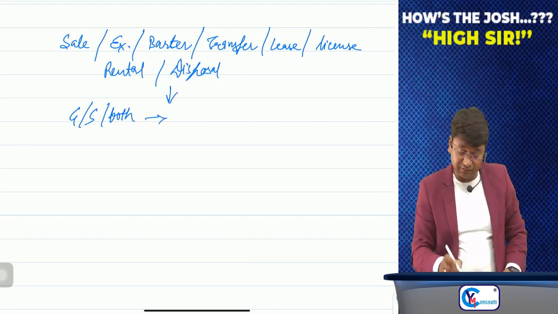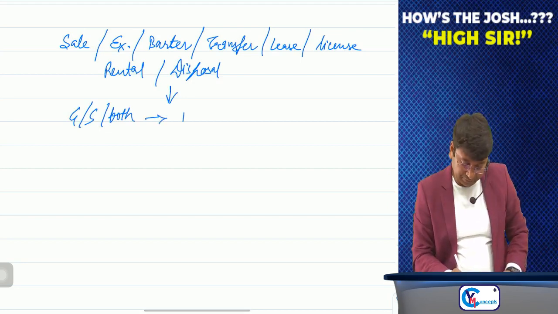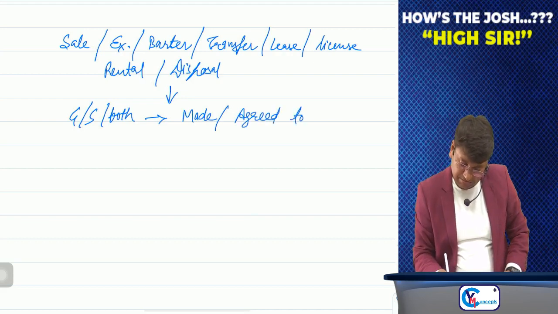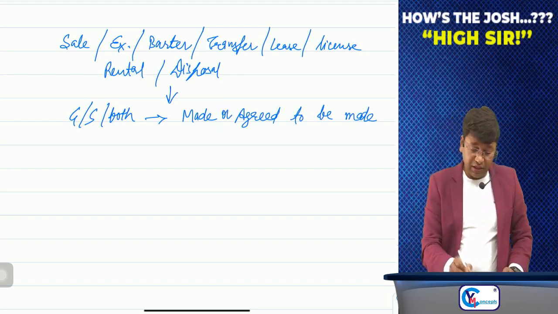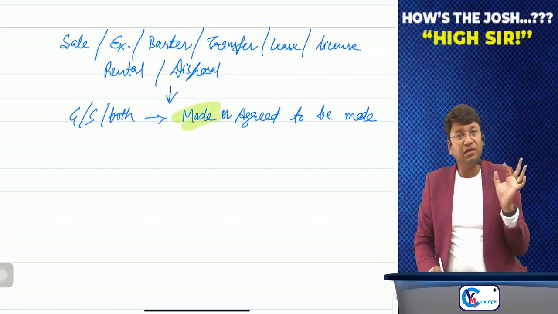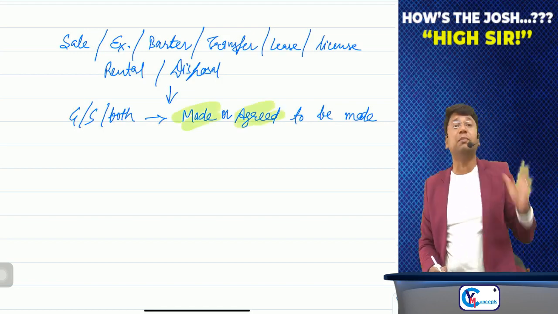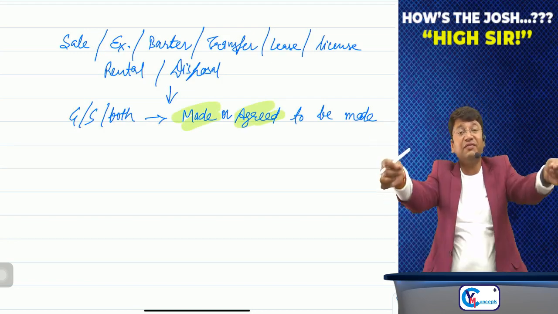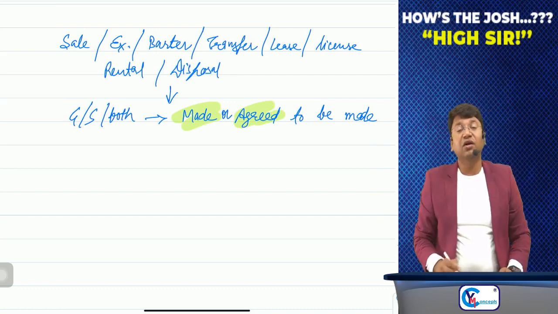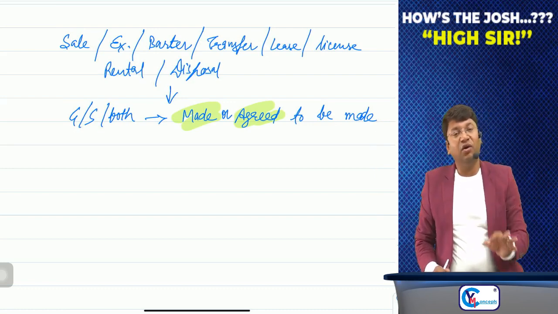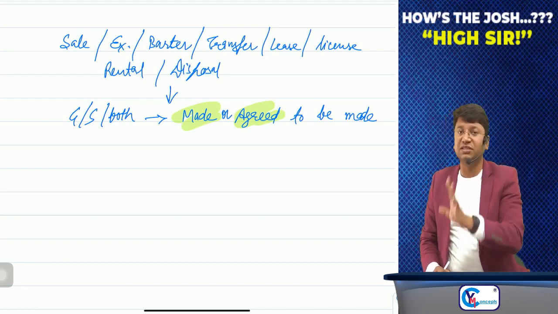When such supply is made or agreed to be made. Means if you have supplied, supplies are made, it is supply. But even if you have agreed to supply, means in case if advance payment is received and you agreed to supply, then also it is a supply. That's why on receipt of advance, GST is leviable. Yeah, on receipt of advance in respect of services, GST is charged.